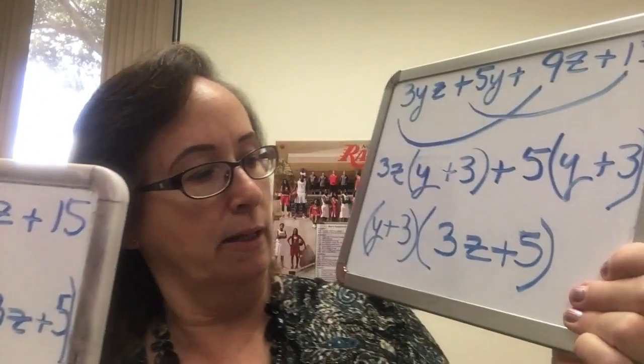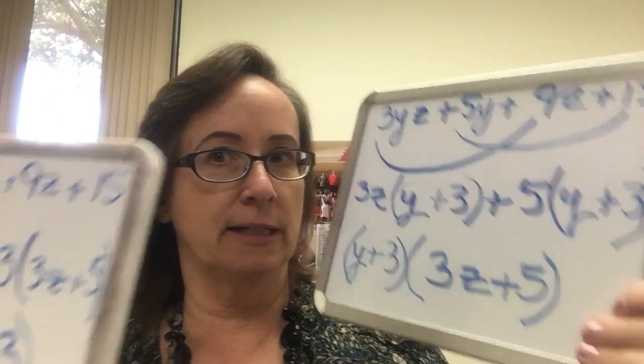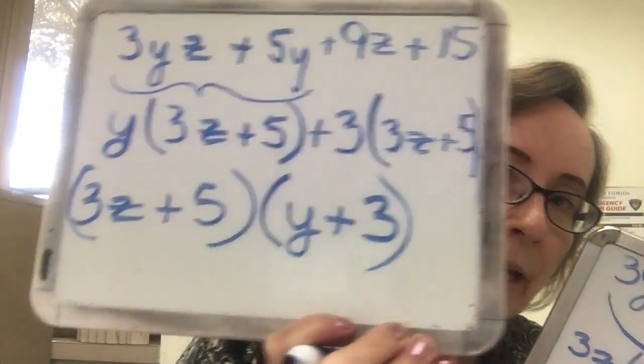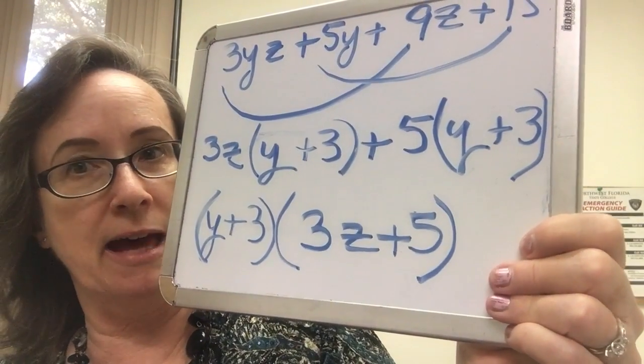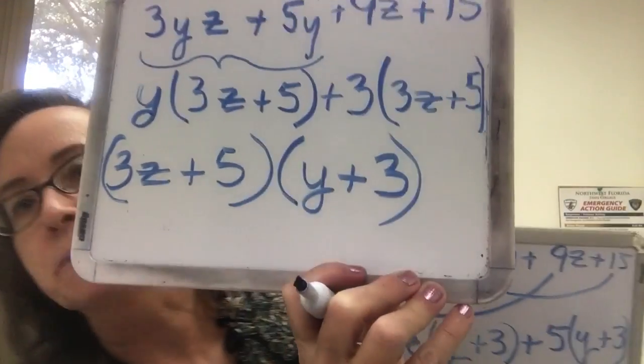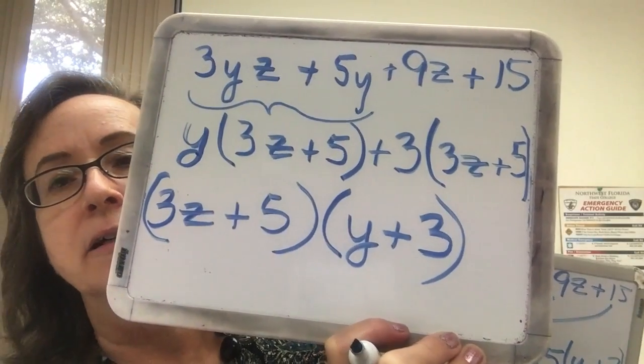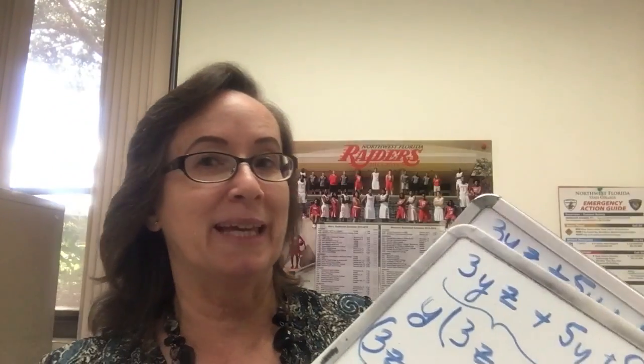Now notice I did the same problem two different ways, and look at my answers. The first one had a y plus 3 on the front. This other one had a y plus 3 on the back. This one had a 3z plus 5 on the back, and this one had a 3z plus 5 on the front. So I wound up getting exactly the same answer, because remember that multiplication is commutative.